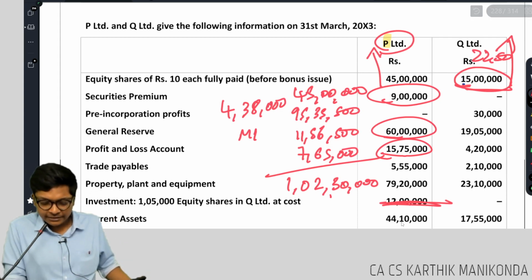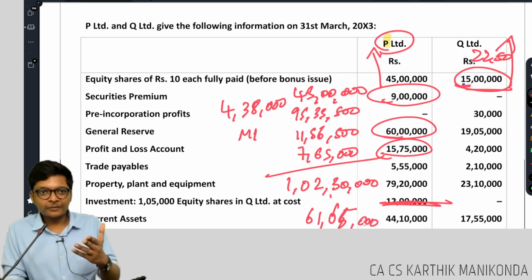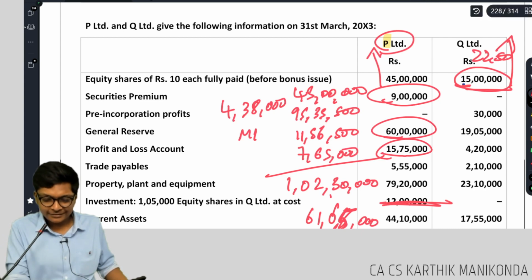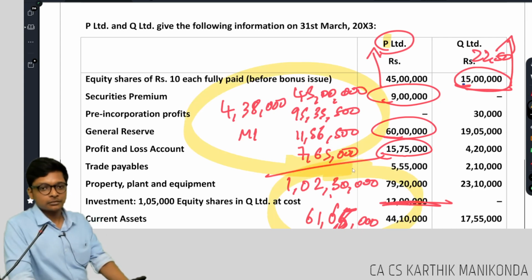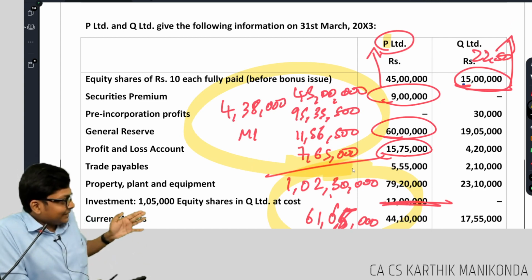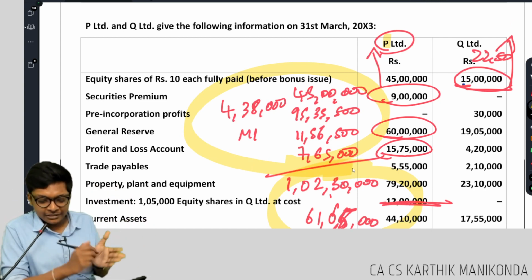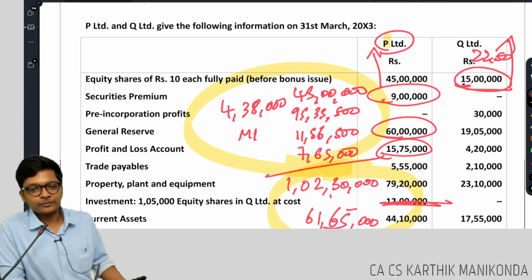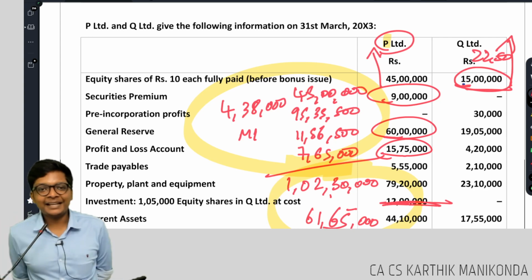Current asset addition, guys. 6 lakh 65. Now check the total, guys. That is 61 lakh 65,000. Recording students, for me to erase, the eraser is not working properly. Now it's working. Okay, 61 lakh 65. Following, guys, everybody tallied up?